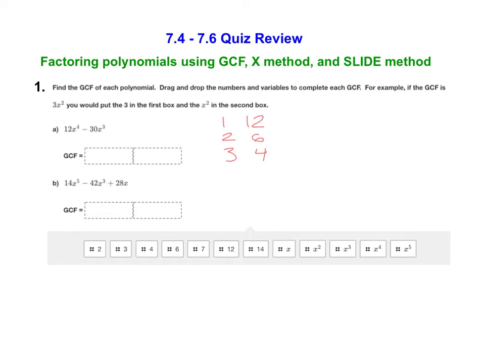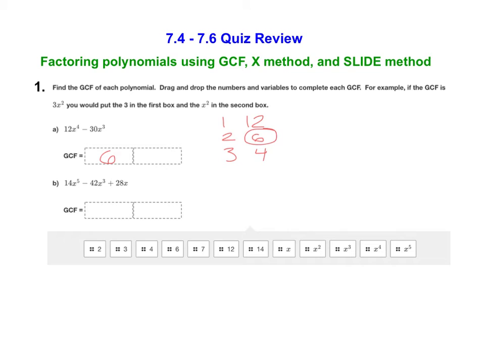Now, in that list, let's find the biggest number that's also a factor of 30. So if we run through starting at 12, 12 is not a factor of 30. If you do 30 divided by 12, you're going to get a decimal. So move down to the next biggest number, which is 6. Well, 30 divided by 6 is 5. So 6 is the greatest common factor of the numbers. So we know it's going to be 6.